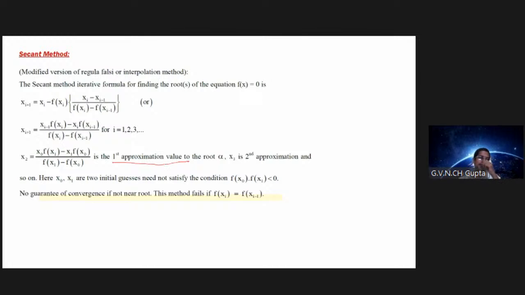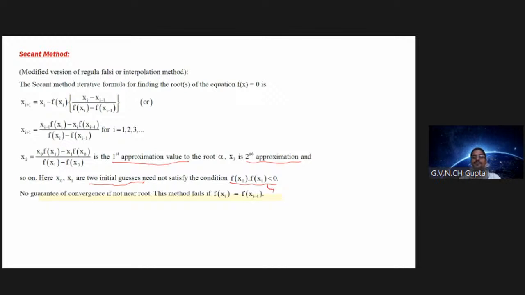But in the secant method, x2 is the first approximation value, x3 is the second approximation value, and so on. Here x0 and x1 are 2 initial guesses, but they need not satisfy the condition that their function values are of opposite signs. Whenever function values are of opposite signs, definitely one of the roots lies between the 2 consecutive x values. If they are not of opposite signs, then the root may or may not lie between the 2 x values.